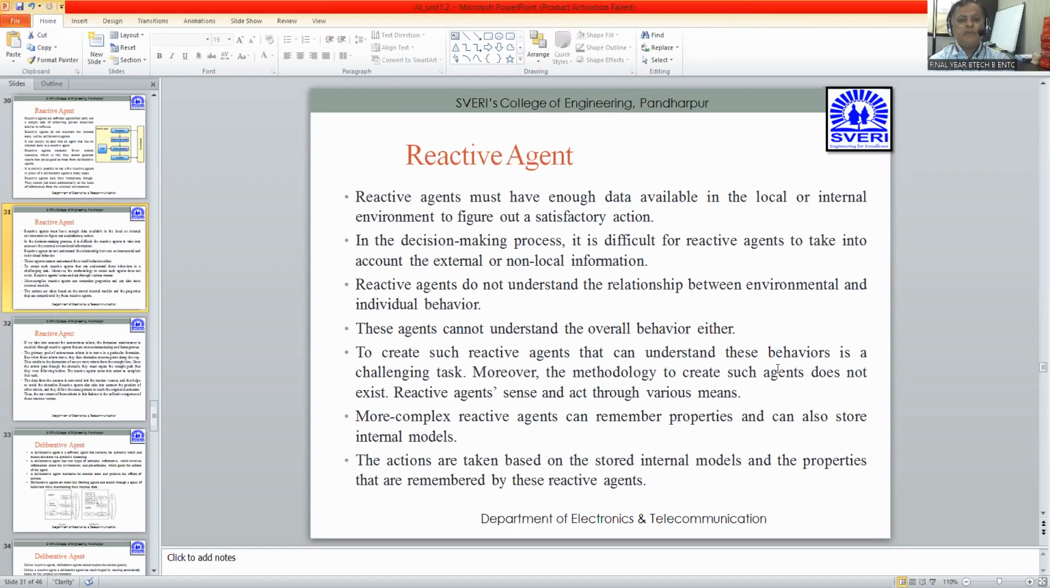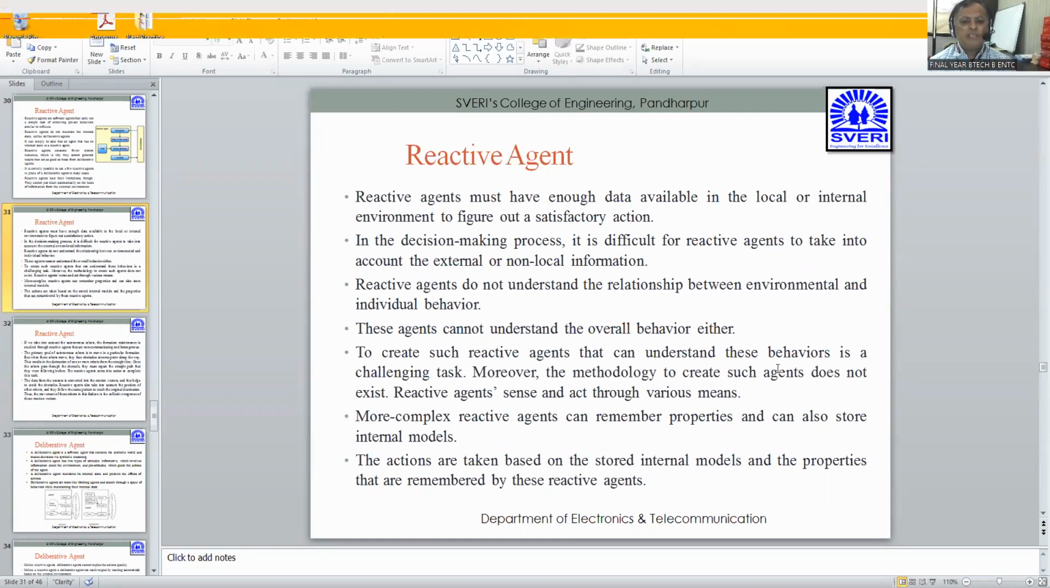In a decision making process, it is difficult for reactive agents to take into account external and non-local information. As far as the overall decision making is concerned, it becomes difficult for reactive agents to take into account the external or non-local information. Obviously, it is going to act upon only the local information that it gathers from the environment by means of senses. So if the reactive agent wants to take a decision, it cannot take into account the external and non-local information. It can take a decision only on the basis of the information it has gathered.